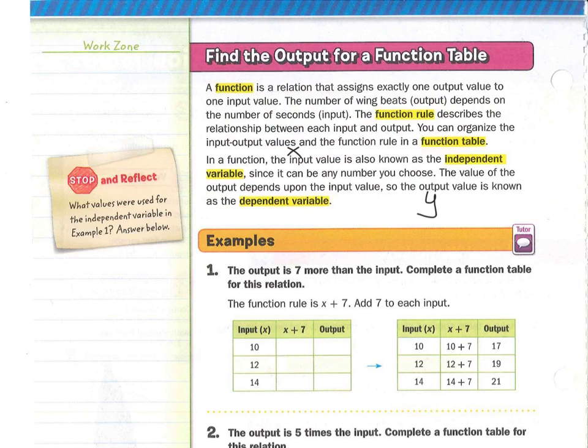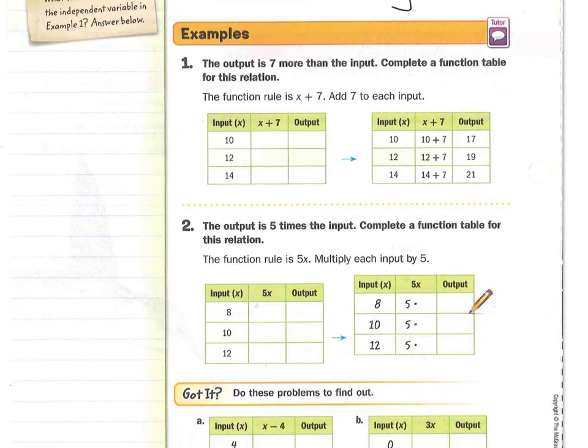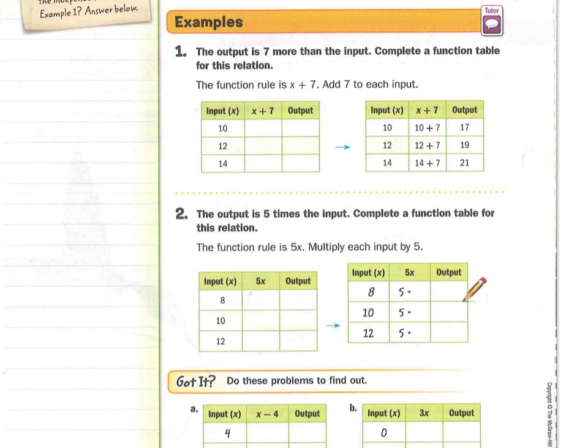Let's look at a couple of examples. Let me just scroll down just a little bit. The output is 7 more than the input. Complete a function table for this relation. The function rule is x plus 7. That means that you're taking the x, which is your input, and adding 7 to it. So you add 7 to every input.